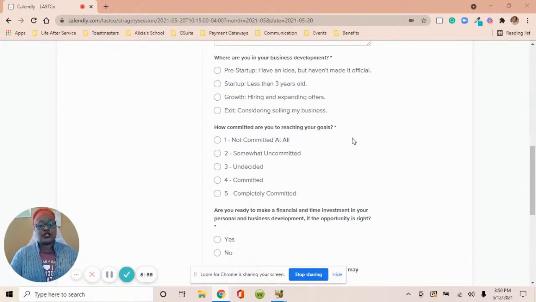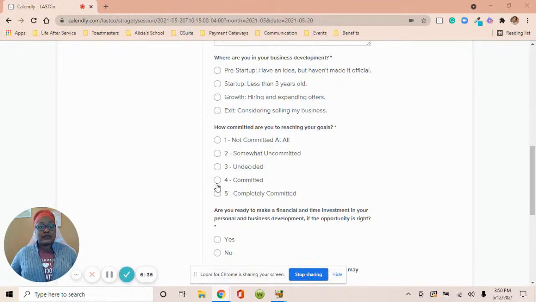How committed are you to reaching your goals? Now listen, if they have anything under a 4, don't waste your time. Okay? If they're undecided, if they're a 2, if they're a 1, don't waste your time. Refer them to one of your other programs and services that doesn't require your time and isn't costing them a lot of money. But you don't want to mess with them at that stage. You want them to be close to a 4 or 5, okay?